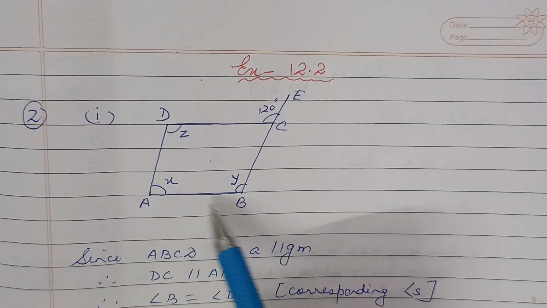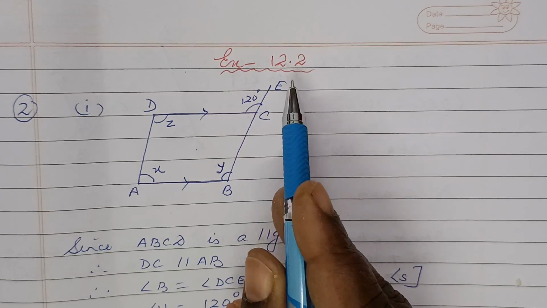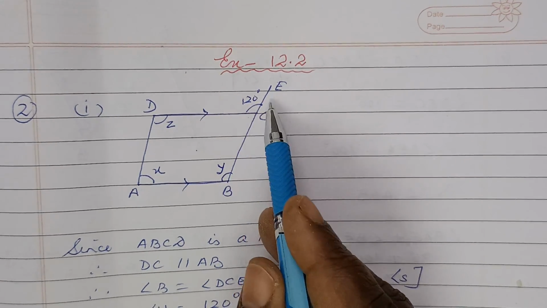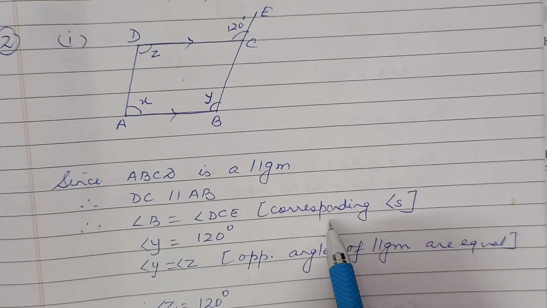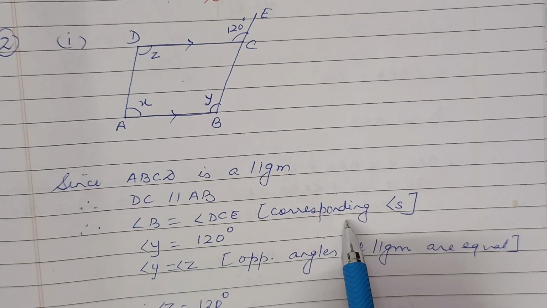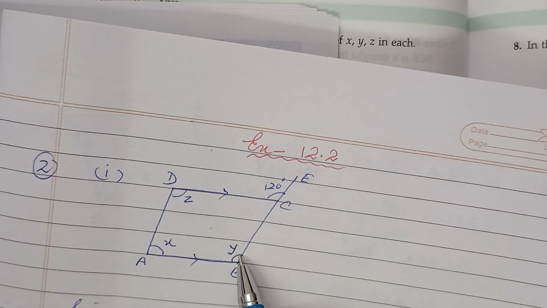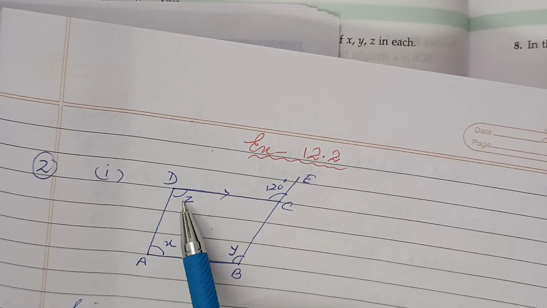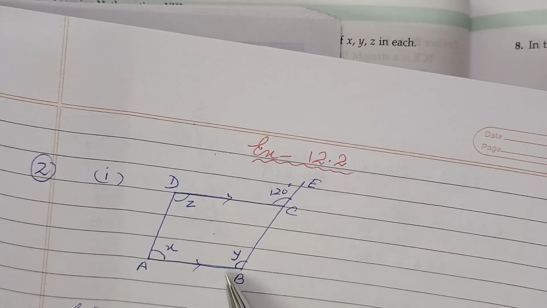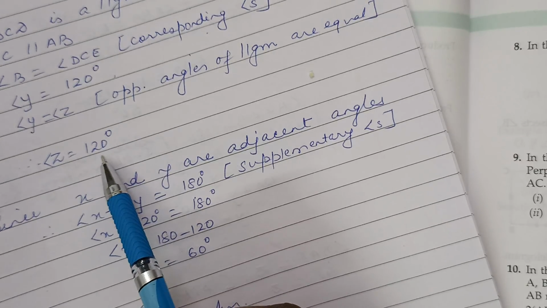Now since it is a parallelogram, AB is parallel to DC. So angle Y will be equal to 120 degree, corresponding angles. You know this. So angle Y is equal to 120 degree. Now we know that Z and Y will be equal because opposite angles of a parallelogram are equal. So angle Z will also be equal to 120 degree.